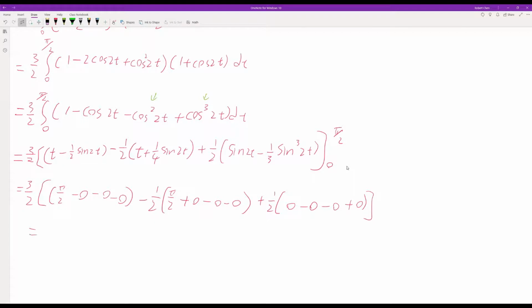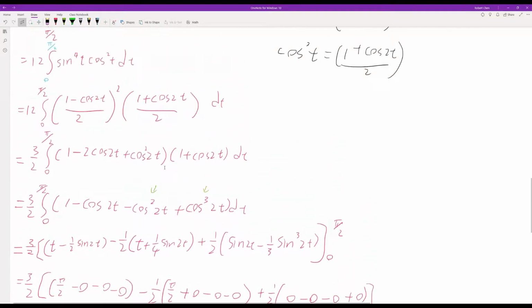All right, so let's see what we have. 3 over 2, pi over 2 minus pi over 4 plus 0. All right, that's easy. It's 3 pi over 8. Okay, and done. That's the area of the asteroid.